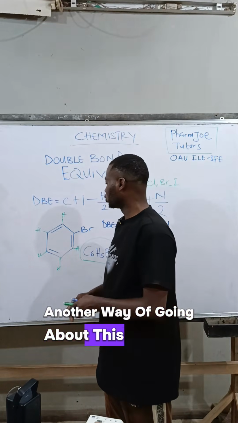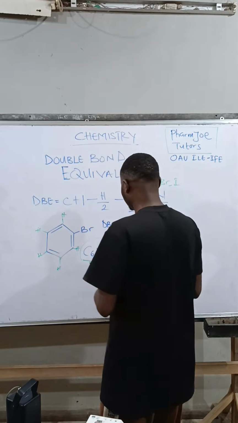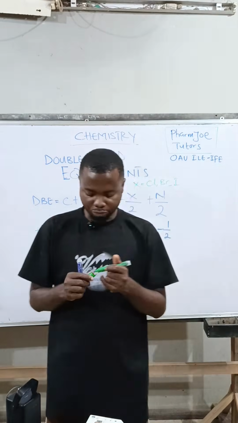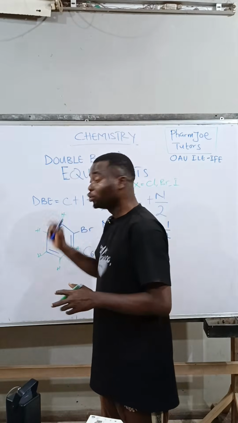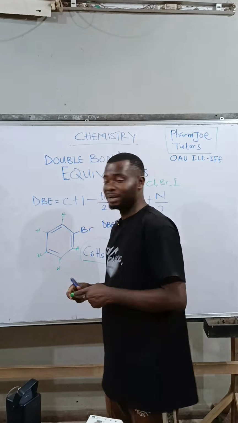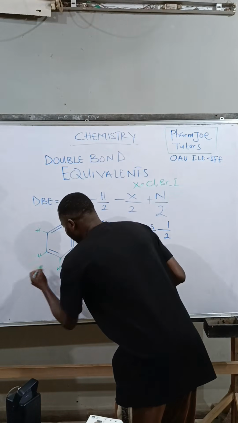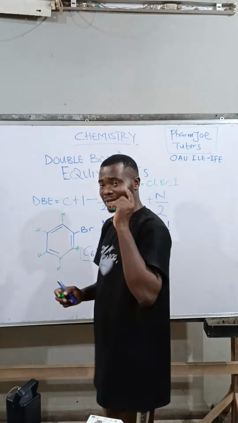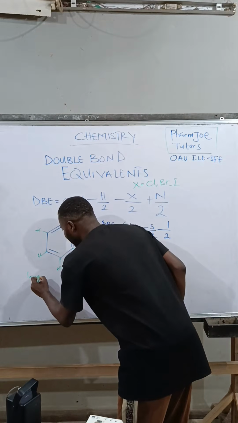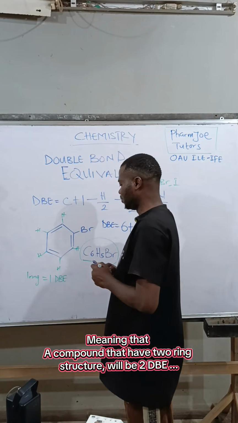Another way of going about this question without using the formula is very, very easy. The first thing you must pay attention to, if you don't want to use your formula, is that you must have the structure. With the structure alone, I can determine the DBE without using this formula. Once I have my structure, the very first thing I pay attention to is that a ring, just one ring, is equivalent to 1 DBE, which is 1 double bond equivalence.